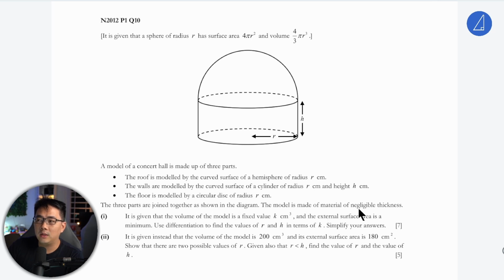The model is made out of material of negligible thickness. It's given that the volume of the model is a fixed value of K, and the external surface area is a minimum. Use differentiation to find the values of r and h in terms of K and simplify your answers.